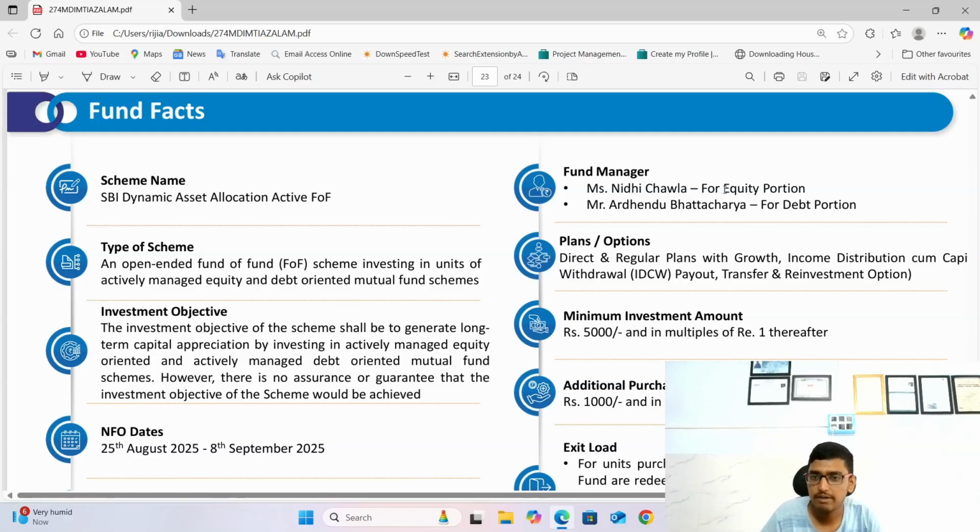So which plans do we have in this? We have direct and regular plans with growth, income distribution capital withdrawal, or we could say dividend payout, and transfer and reinvestment options. What is the minimum investment amount in this? The minimum investment is 5,000 rupees, and in multiples of 1 rupee thereafter. So 5,000 and more. And for additional purchases, 1,000 rupees or more.